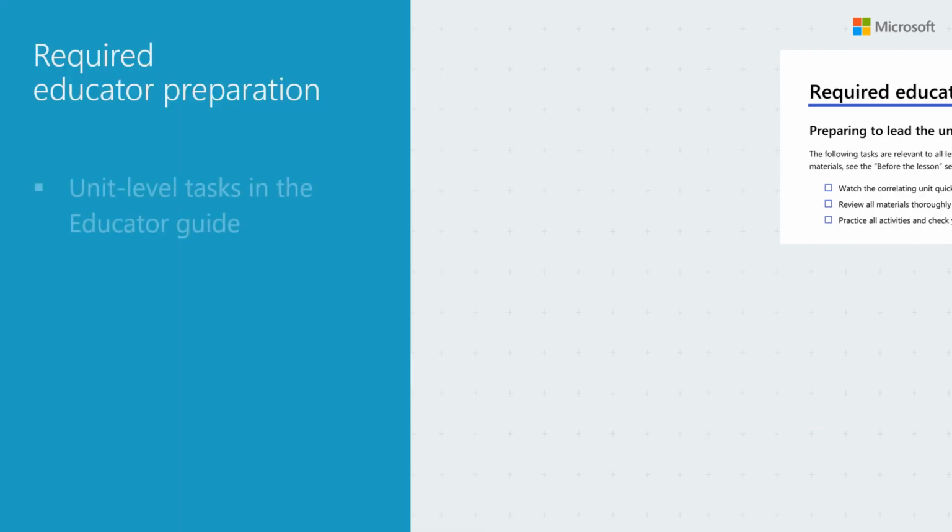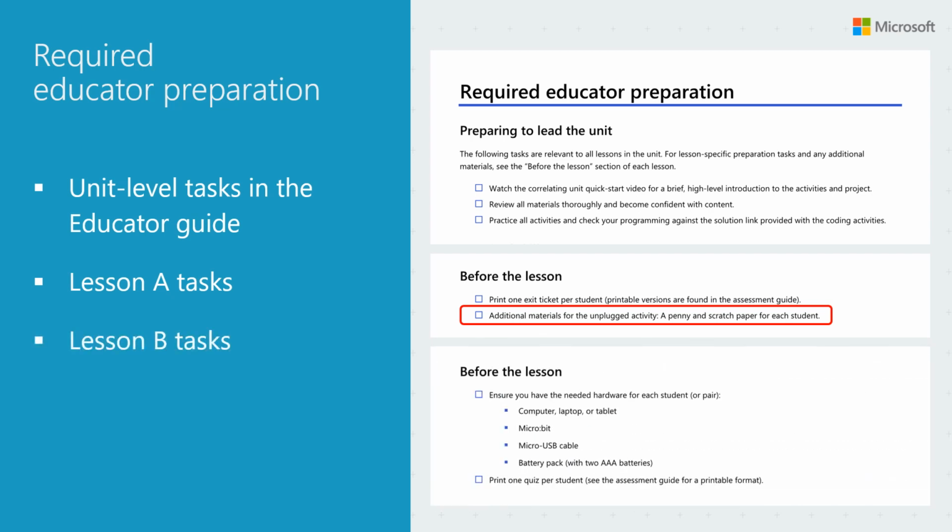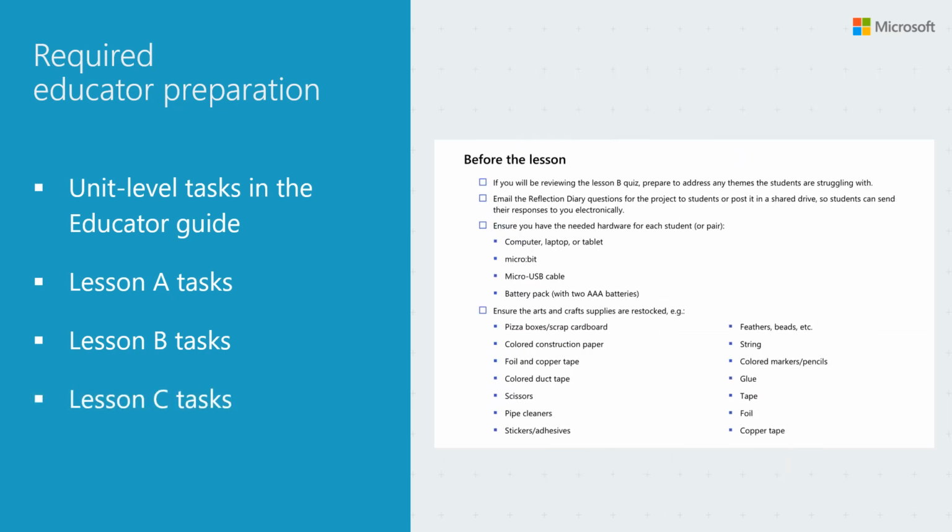Now, your preparation includes the usual unit level steps. For the unplugged activity in lesson A, each student will need a penny and some scratch paper. Lessons B and C have the usual preparation steps.